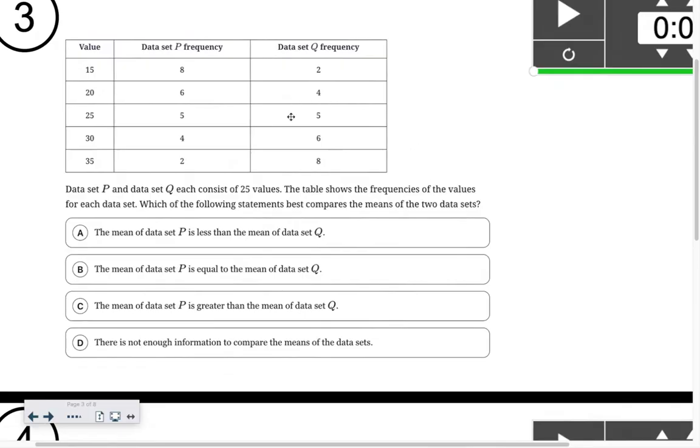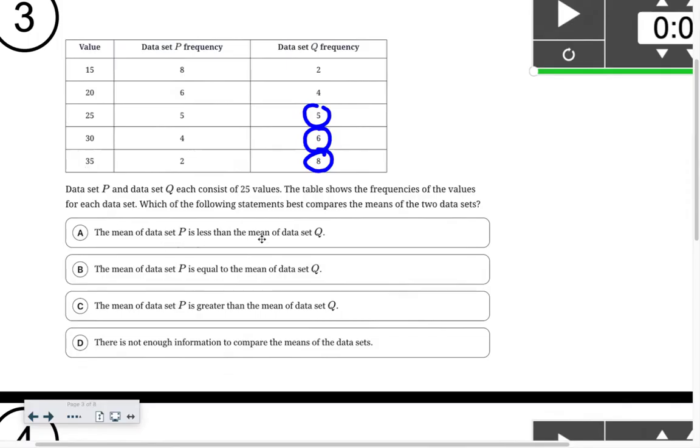If you think about how this works, if we were to find the mean of the first one, that would mean there's eight 15s and six 20s and five 25s. So we do 8 times 15 plus 6 times 20 plus 5 times 25 plus 4 times 30 plus 2 times 35, and then we would divide by the total. But since they're both going to have the same total, and this one clearly has the bigger frequencies for the bigger numbers, data set Q is going to have a larger mean.